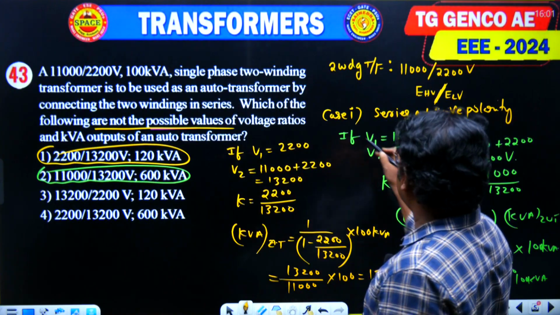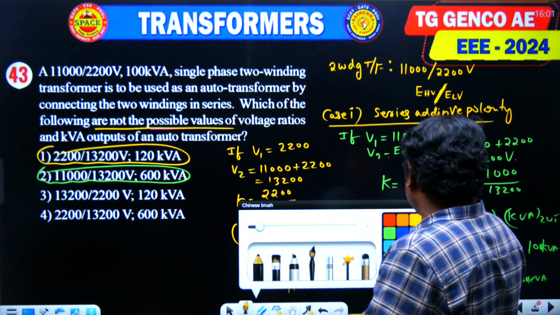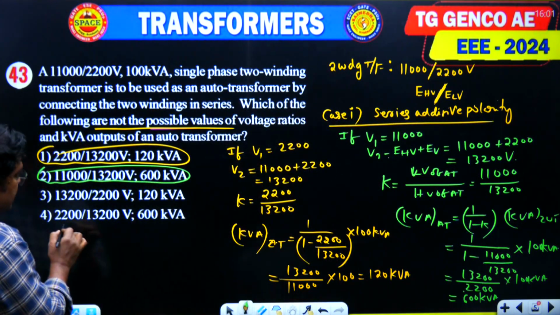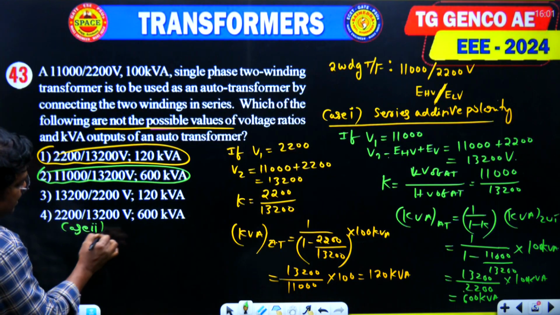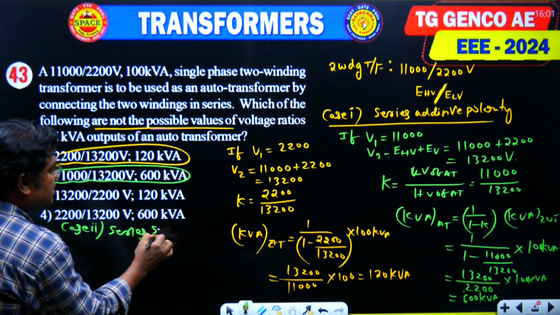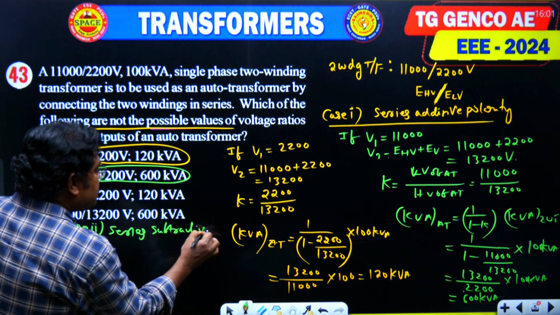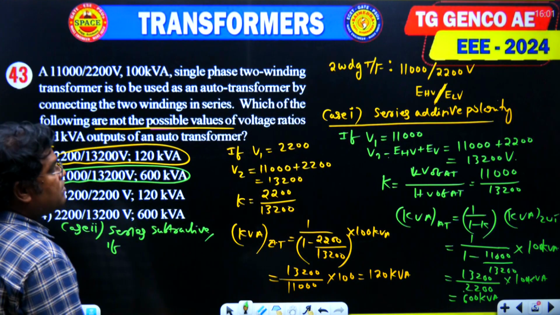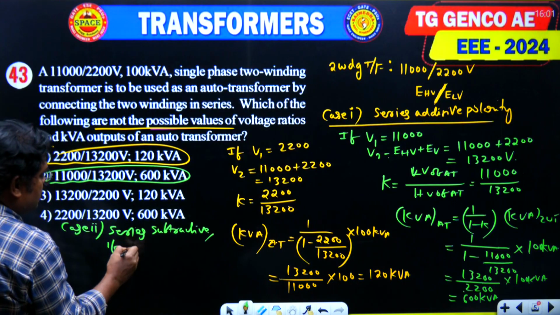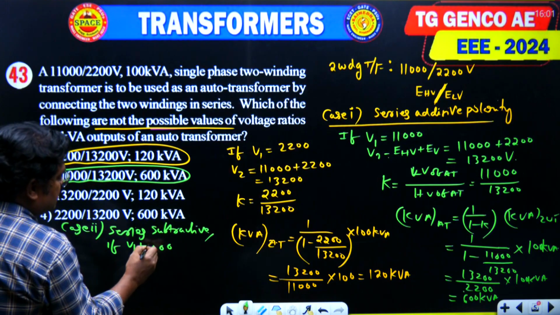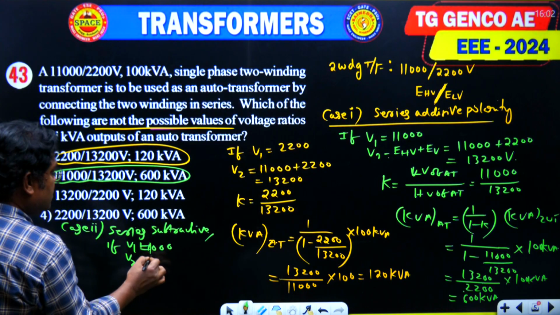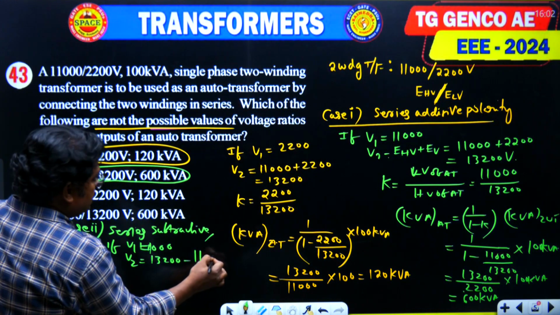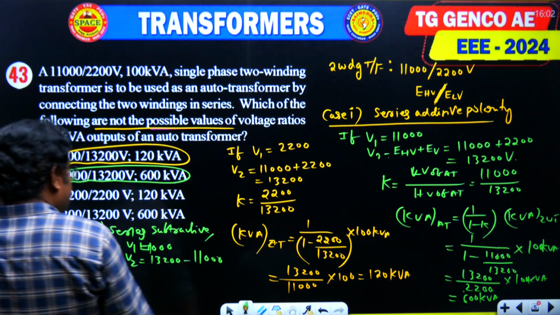So let us take case 2 also. How to get case 2? Simply verify here. Case 2 is the series subtractive polarity connection. In the series subtractive polarity connection, if V1 is equal to 11,000, then V2 will become 13,000 minus 11,000.